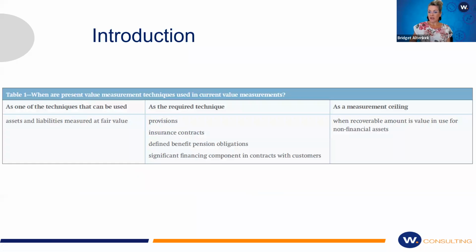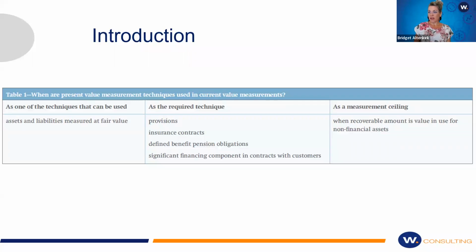So this slide is an extract which was taken from the report which was issued by the ISB, when they are indicating when are present value measurement techniques used in current value measurements. So there are cases where it may be the required technique. So in other words, where the standard says that a present value technique needs to be used. And this is for the measurement of provisions in IAS 37, insurance contracts, that would be in accordance with IFRS 4 currently, which is to be replaced by IFRS 17, defined benefit pension obligations in accordance with IAS 19, and if there are significant financing components in an IFRS 15 revenue contract.